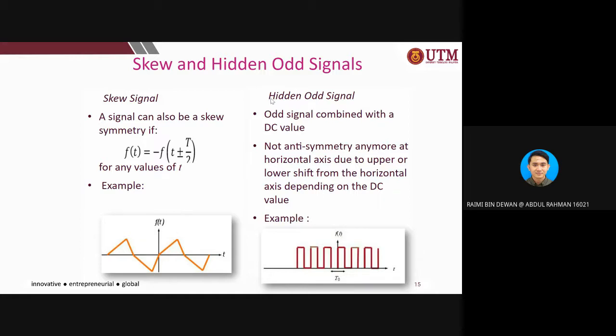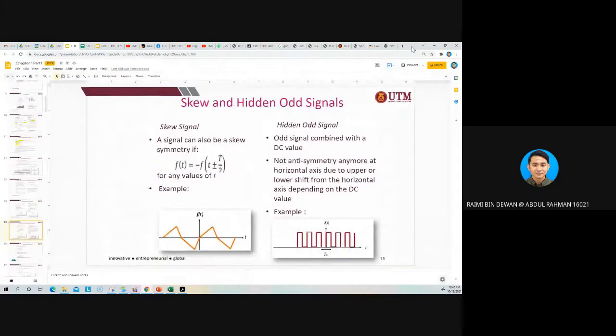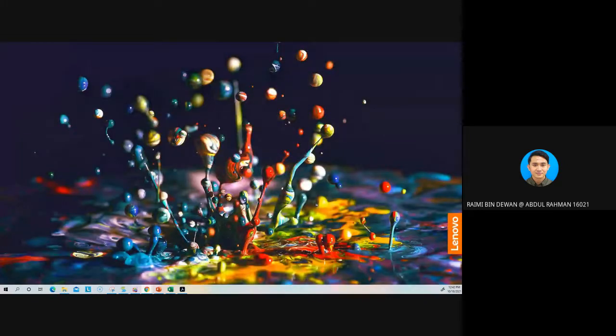And then you have here a hidden odd signal. What does hidden mean? I will explain later on. An odd signal combined with a DC value is not anti-symmetric anymore. You can read this, but I think it is better to explain it graphically, to demonstrate.